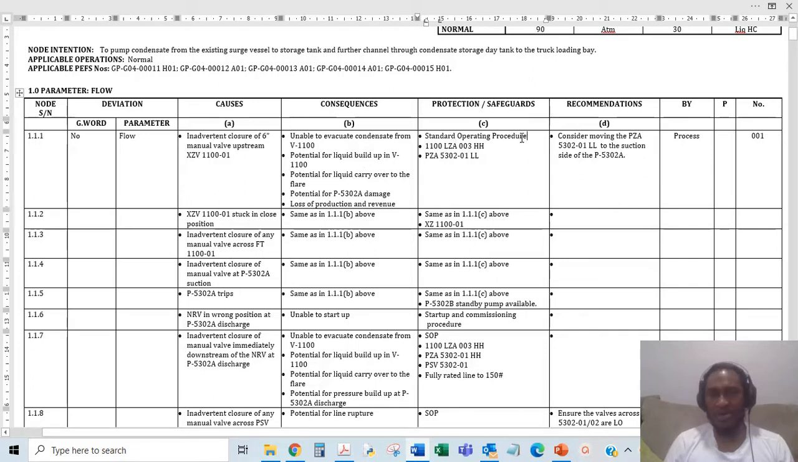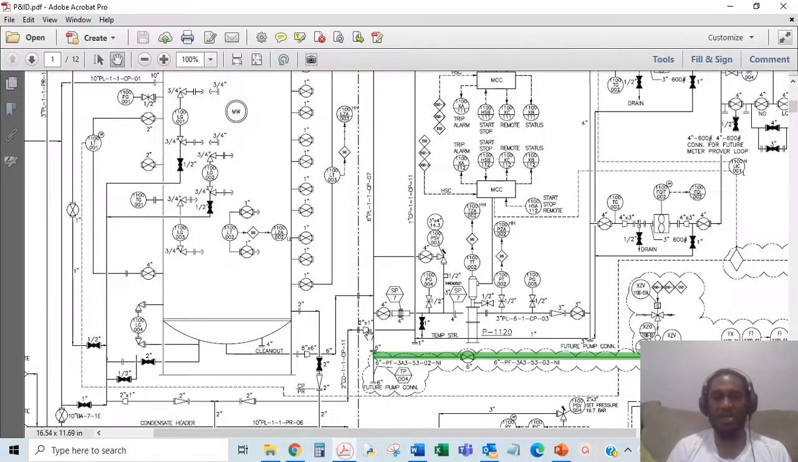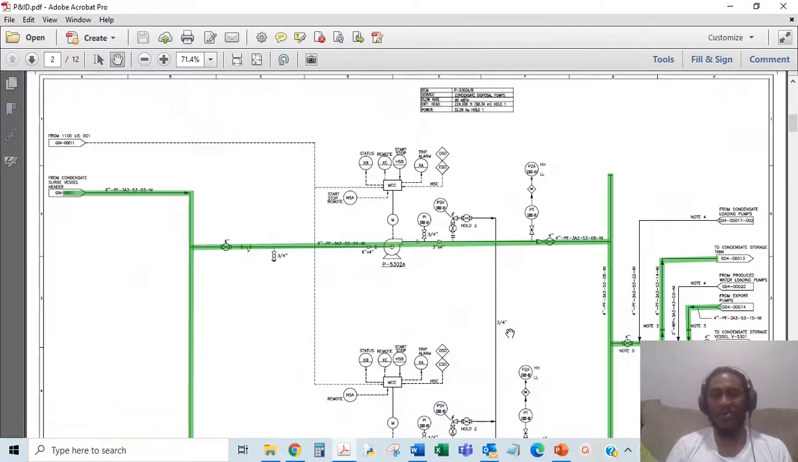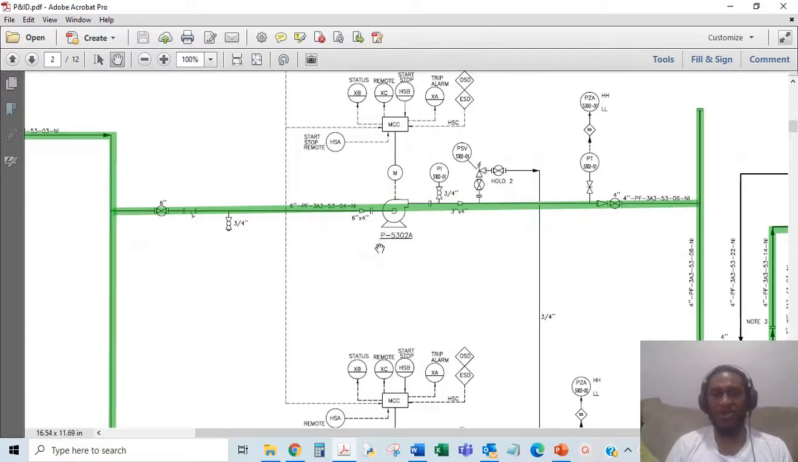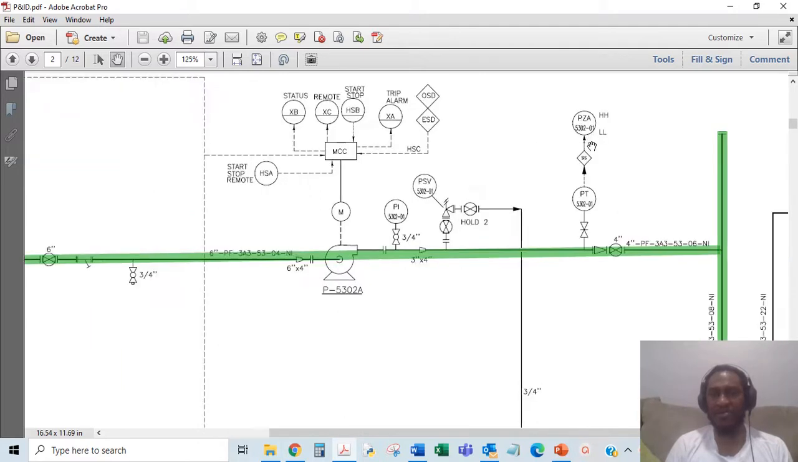Apart from a standard operating procedure, you have your level trip 003H, which is on your vessel. Obviously that would alert someone in the control room, and probably also close the valve feeding the surge vessel. Then you also have the trip 530201 low, which is going to be further down. That's a low on the pumps. So if the pump sees low, you can see this 5302.